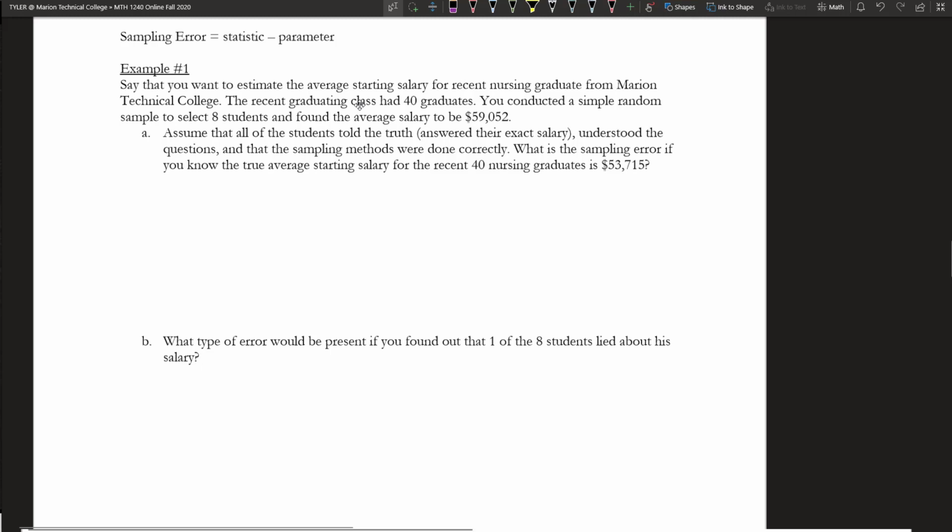Let's say that you want to estimate the average starting salary for recent nursing graduates from Marian Technical College. The recent graduating class had 40 graduates. You conducted a simple random sample to select 8 students and found the average salary to be $59,052. Right? So in other words here, the population is the 40 recent RN graduates.